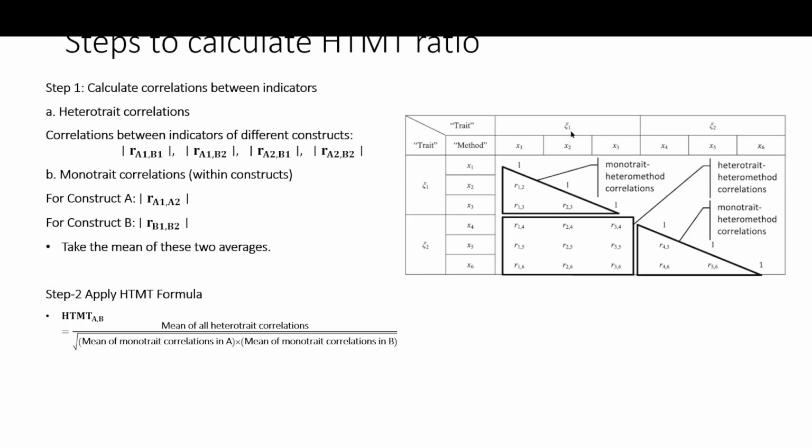These are the two constructs, 1 and 2, and each construct has different items. In construct 1 the items are x1, x2, x3, and in construct 2 the items are x4, x5 and x6. This indicates the monotrait-heteromethod correlation, and this again indicates monotrait-heteromethod correlation because the correlations are within the same construct. These are also the same construct, but here the correlation is between different constructs. All these steps are computed by the software itself.